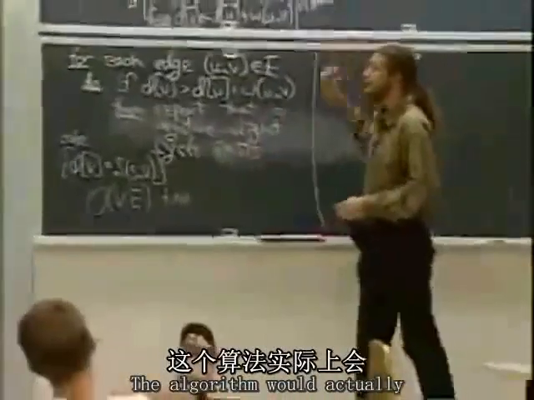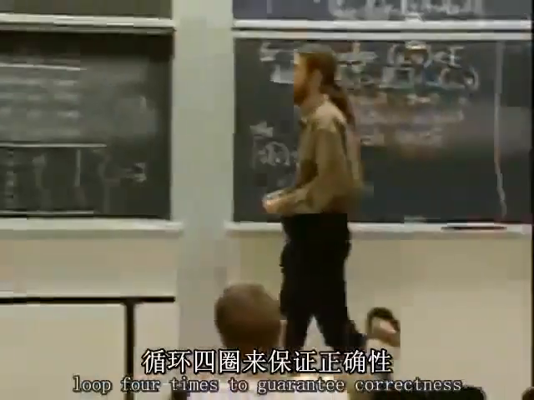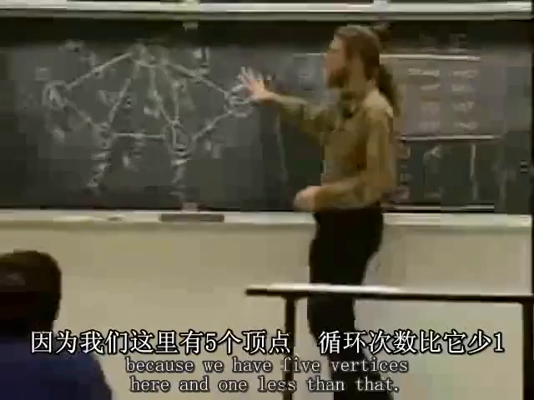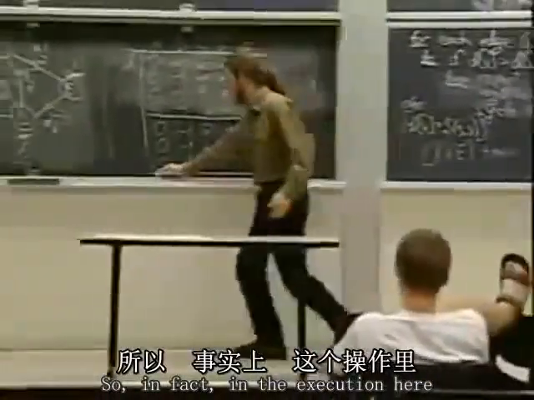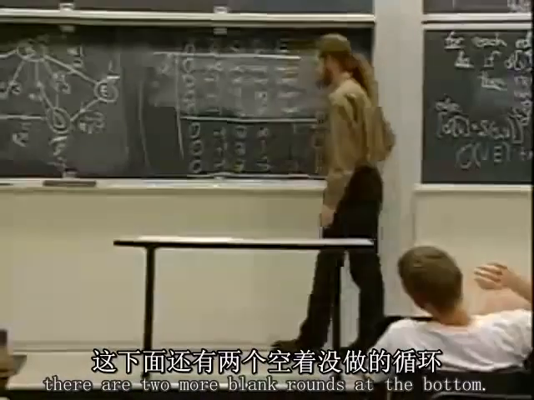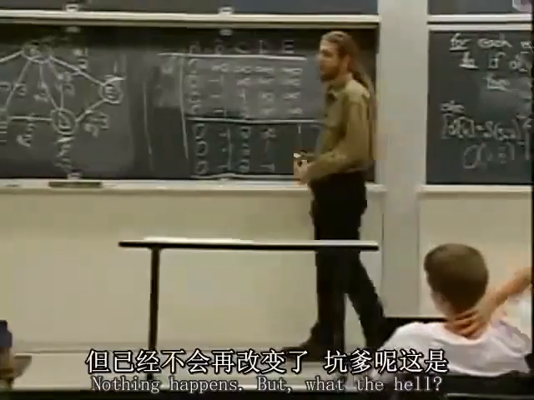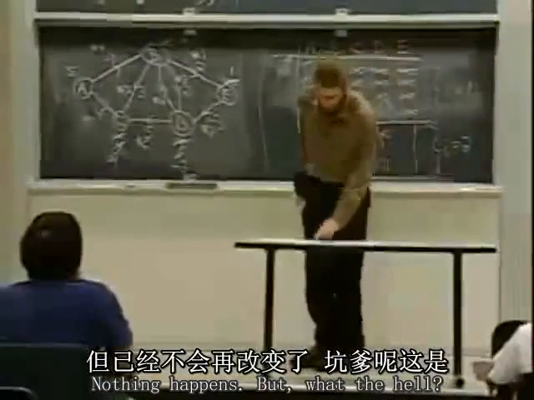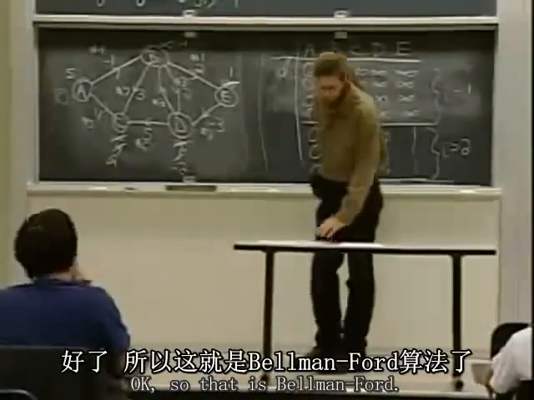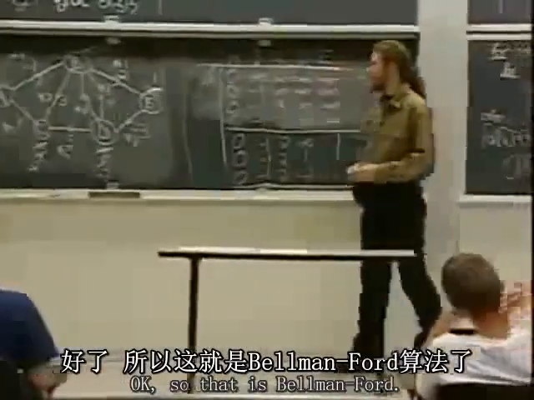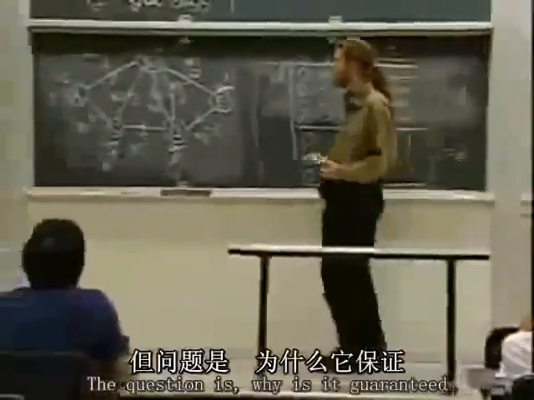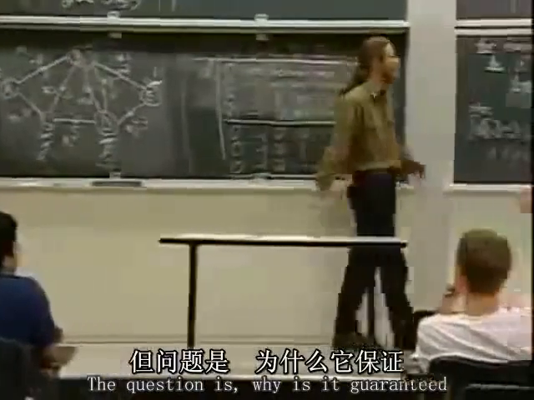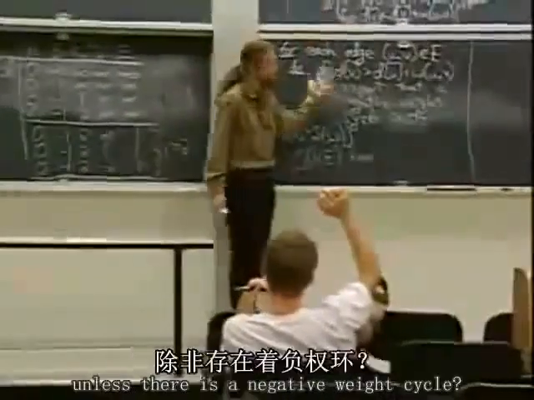The algorithm would actually loop 4 times to guarantee correctness, because we have 5 vertices here and 1 less than that. So in fact, in the execution here, there are 2 more blank rounds. At the bottom, nothing happens, but what the hell? Okay, so that is Bellman-Ford. I mean, it's certainly not doing anything wrong. The question is, why does it converge? Why is it guaranteed to converge in V minus 1 steps unless there's a negative weight cycle?